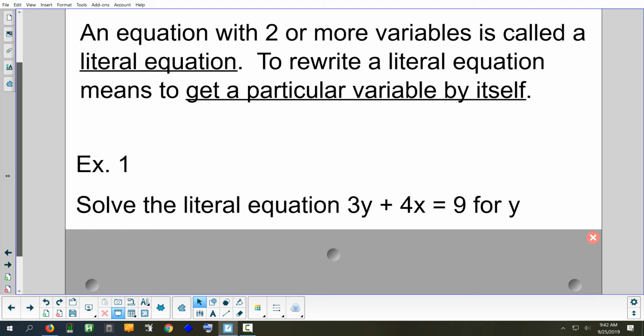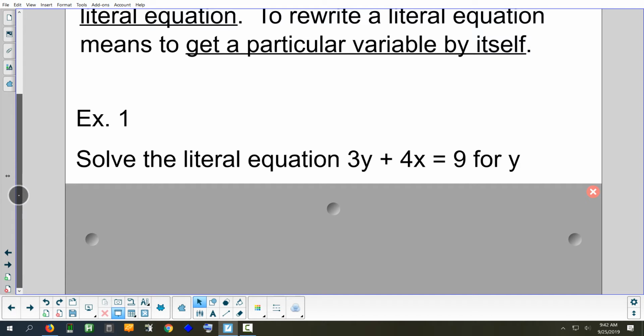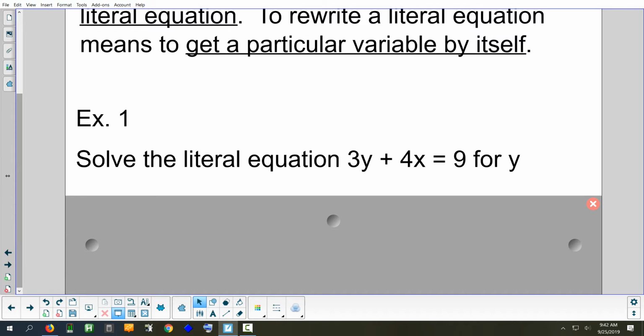So again, solve the literal equation. When you see those words, you should be thinking, my answer is not going to be a number. It might have some numbers in it, but it's not going to be just a number. It's going to have letters in it too. As far as solving it, you basically follow the steps in SAM. Those steps are exactly the same. So let's take a look and see what we got.